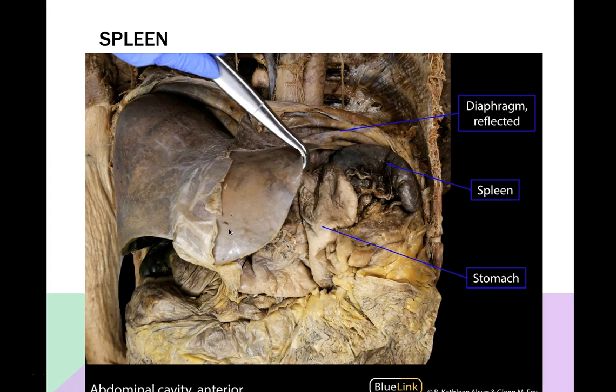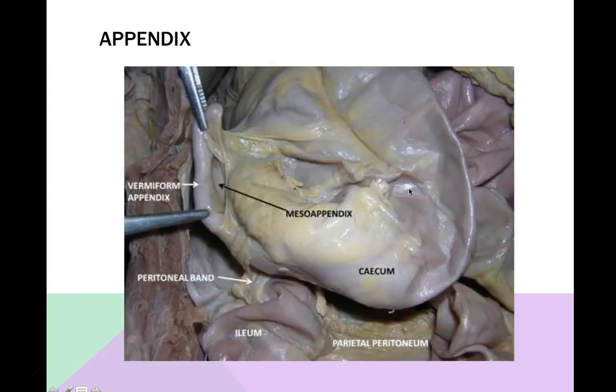You've already seen the spleen, but I just wanted to remind you that if we look inferior to the diaphragm on the left side, so this would be your left upper quadrant, you will find your spleen, and you also have seen your appendix that comes off of the cecum here.